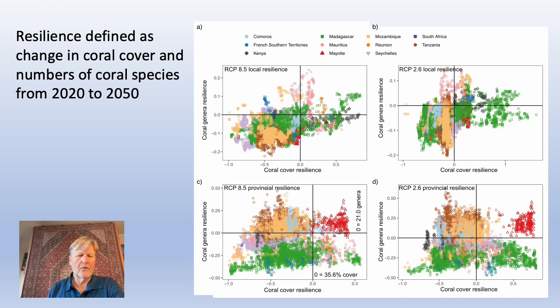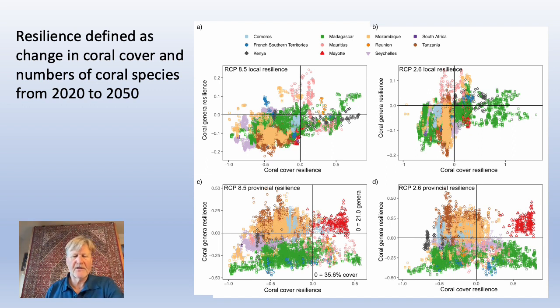We also look at local resilience, which is the top graphs, which is the comparison of each cell to itself, but then we compare cells to the average coral cover and number of species in the province, and that gives you sort of a larger perspective on the changes over time.